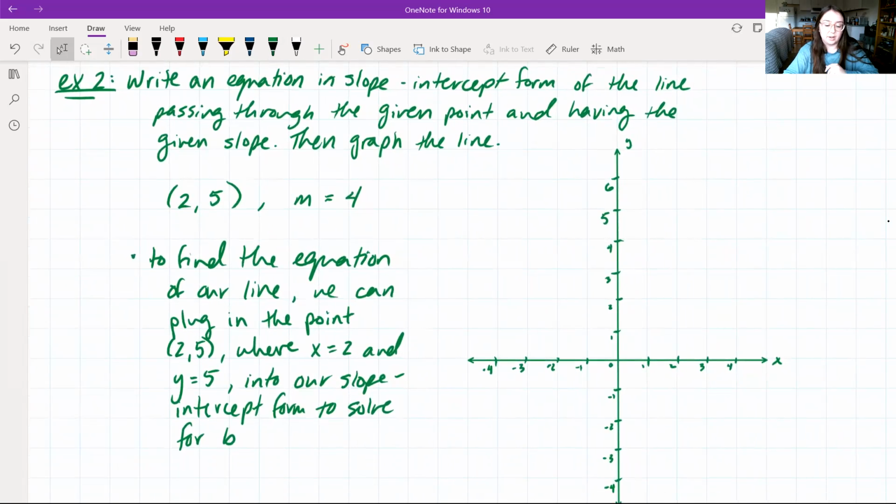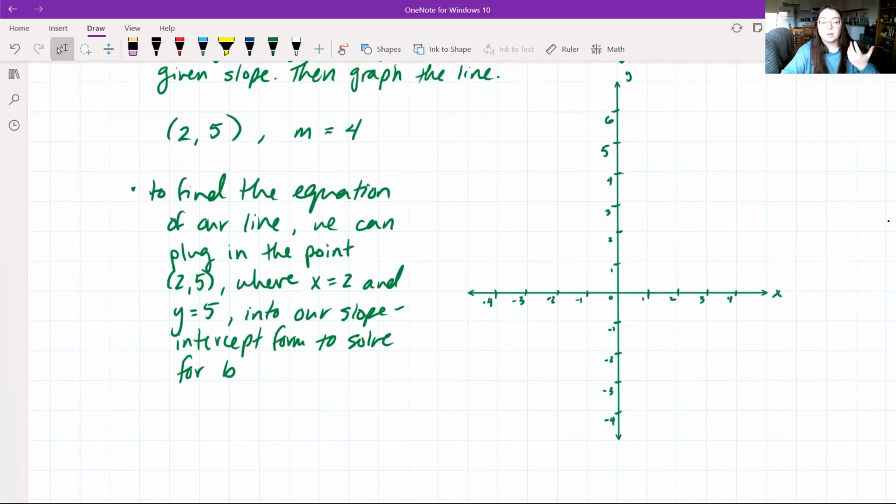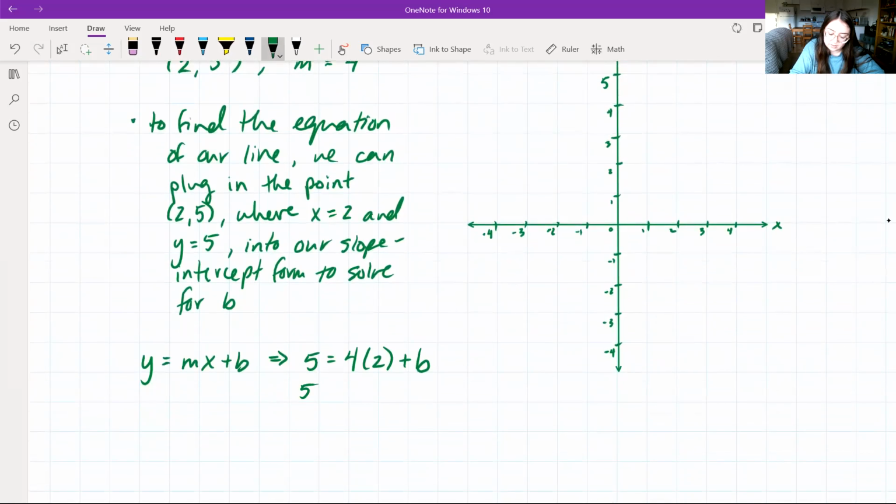So it was a bit long-winded there, but the point is we know what our slope is. We have this point, so we're going to plug our point into our slope-intercept form and solve for b, because b is the only variable in this case that we don't know. So our equation, which is normally y is equal to mx plus b, is now going to be 5 is equal to 4 times 2 plus b. So 5 is equal to 4 times 2, which is going to be 8, plus b.